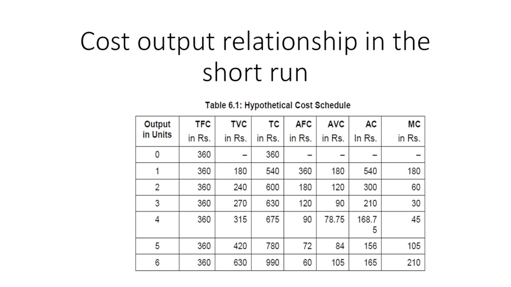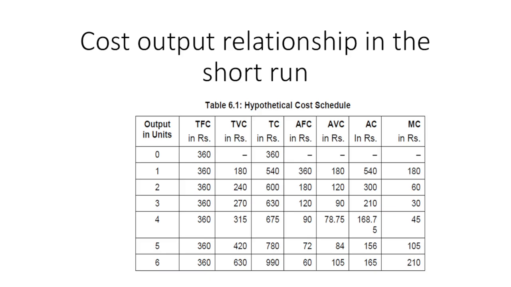Now, from this table, we can see, as I have already mentioned, the total fixed cost remains constant, irrespective of the level of the output produced. If nothing is produced, we still have a total fixed cost with some value that remains constant. The fixed costs do not change with the output.